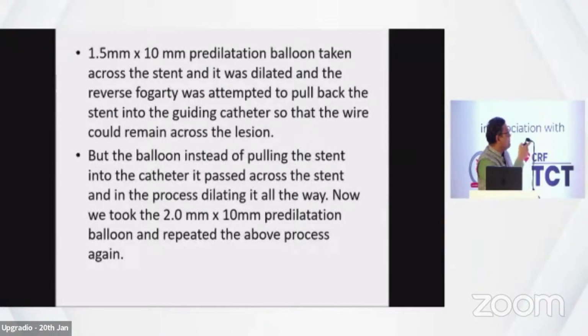So a 1.5 by 10 mm pre-dilatation balloon was taken across the stent and dilated, and they attempted to pull the stent back into the guiding catheter. But as I said, it is very difficult to pull back normally, and retrieval is not a very good idea. What they did was go distal to the stent, inflate the balloon, and pull the balloon, hoping the stent would come out into the guide, but it did not happen. Instead, the stent got into the catheter.